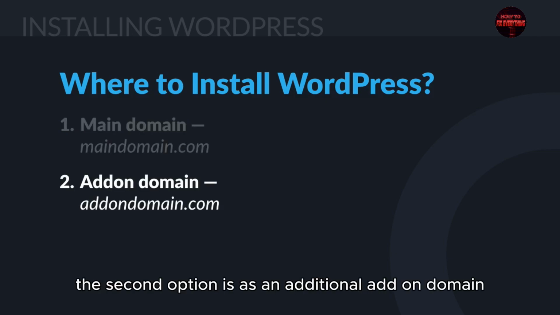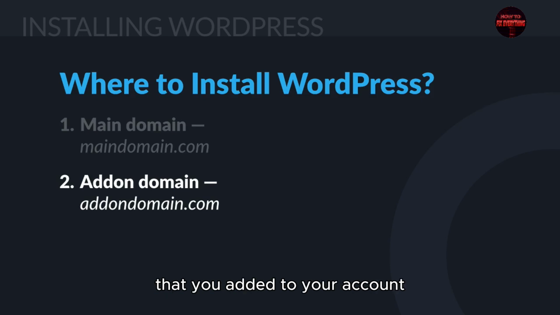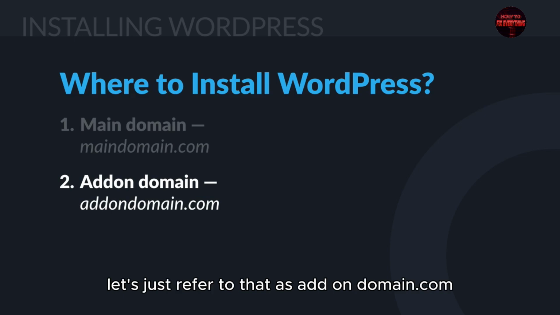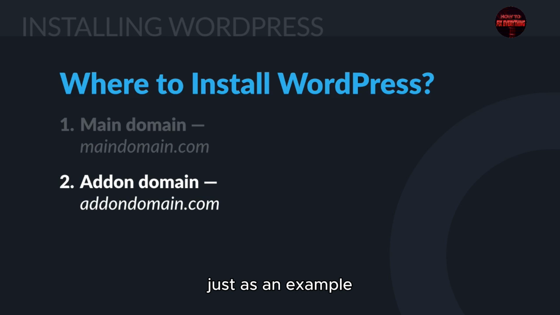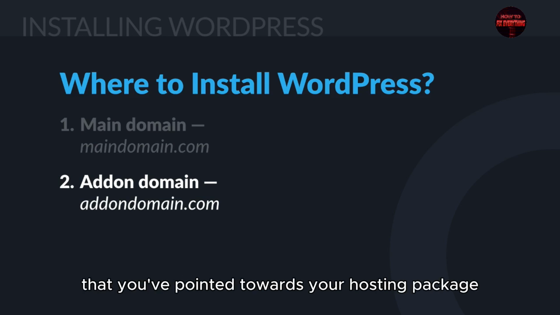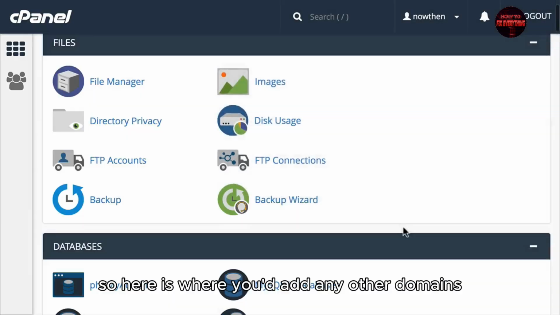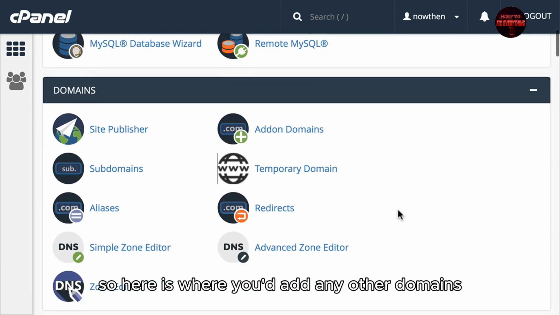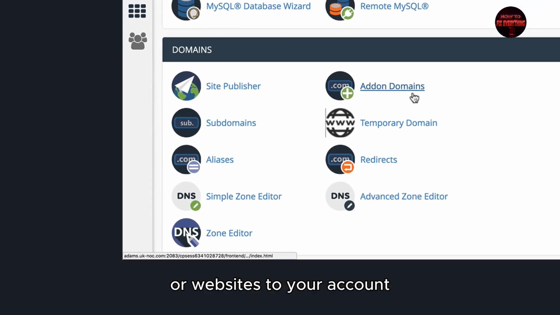The second option is as an additional add-on domain that you added to your account. And that's if your hosting package allows you to run multiple websites from one single account. So for these purposes, let's just refer to that as addondomain.com, just as an example. So that would have to be a domain that you own, that you've pointed towards your hosting package. So here is where you'd add any other domains or websites to your account.